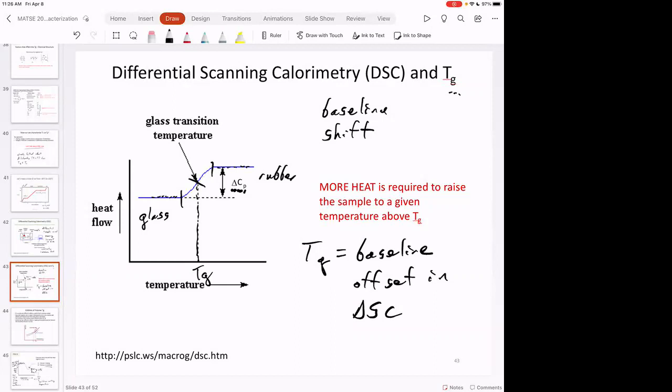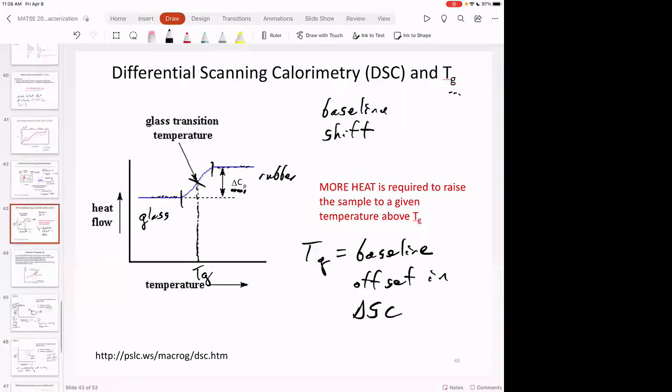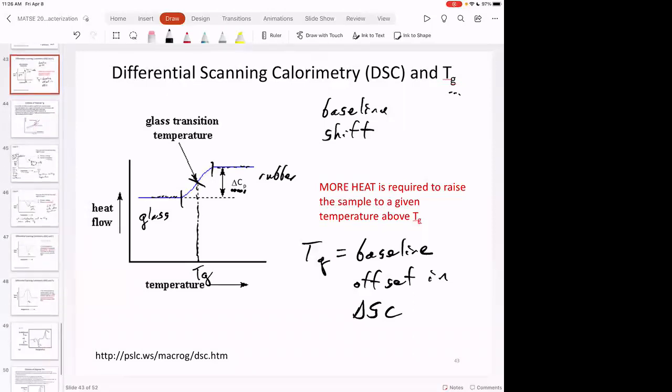So now we're going to be looking at DSC thermograms that have these baseline shifts, one at the glass transition temperature, and we're going to have peaks pointing down and peaks pointing up, depending on if the polymer is crystallizing or melting or what's going on. And so we want to start to interpret those things.